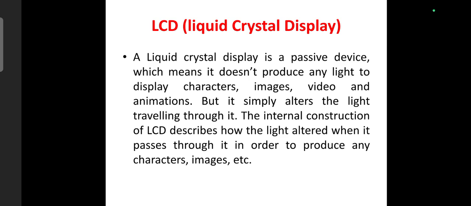One important point to remember is that an LCD doesn't produce light by itself. Instead, it controls the light from a backlight using liquid crystal molecules. When an electrical voltage is applied, the liquid crystal molecules change their orientation, allowing different amounts of light to pass through each pixel. This process creates images, text, and videos with good clarity and color quality.